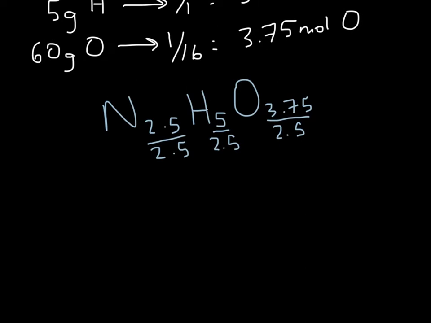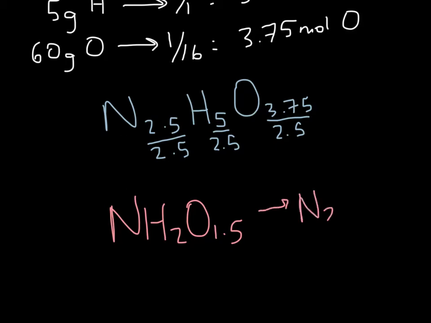I get a ratio of N1, H2, O1.5. Again, we don't have a whole number ratio, but if I look closely, this appears to be 1 nitrogen for every 2 hydrogens and 1.5 oxygens. So I'll simply multiply this through by 2 to double the ratio, and I get N2H4O3.